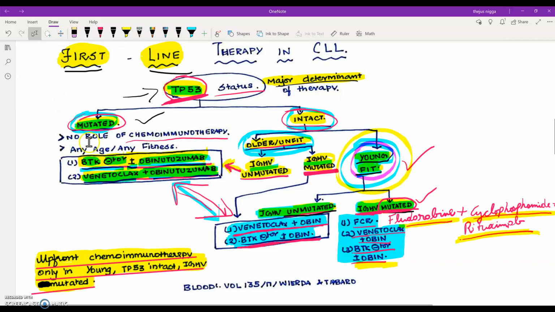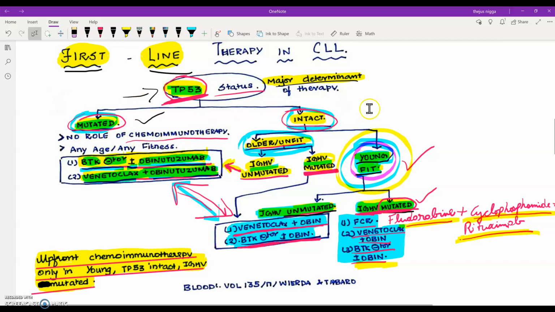So if it is mutated at any age, any fitness, what you can do is initiate a Bruton tyrosine kinase inhibitor like ibrutinib with or without obinutuzumab. And you can give venetoclax plus obinutuzumab. We need to understand this because this is the usual standard care. Bruton tyrosine kinase inhibitor with or without obinutuzumab, venetoclax with obinutuzumab. So that's when the TP53 is mutated at any age, any fitness.